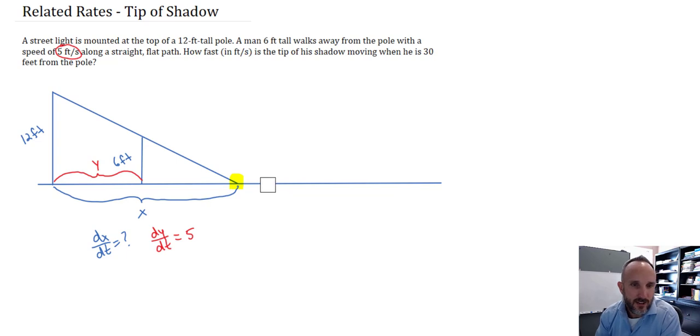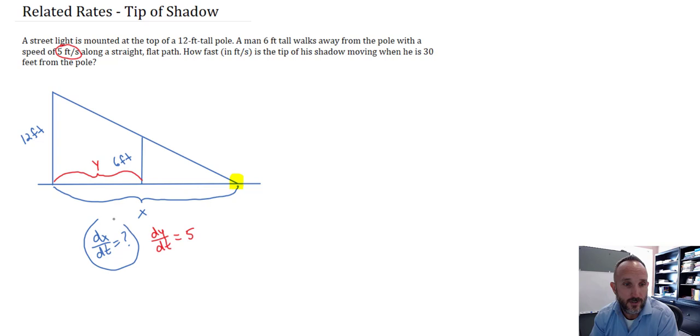And now we can see that in our drawing, the rest of this path is unnecessary. We only needed the triangular portion here. Now we can try to set up some equation, differentiate it, and solve for dx/dt.